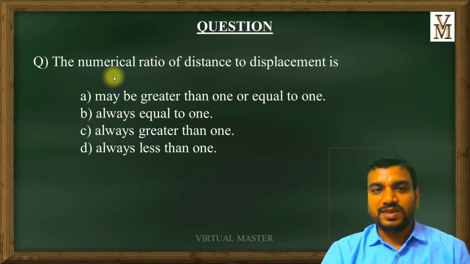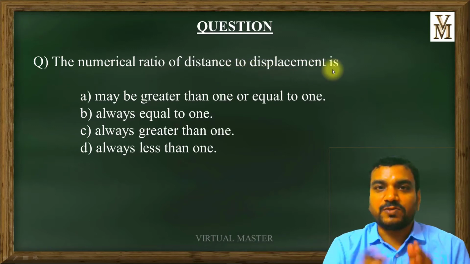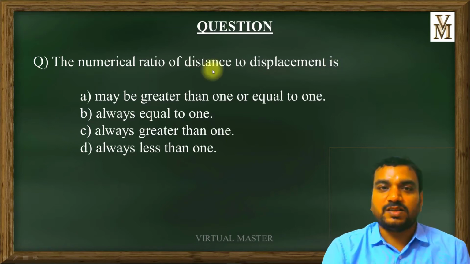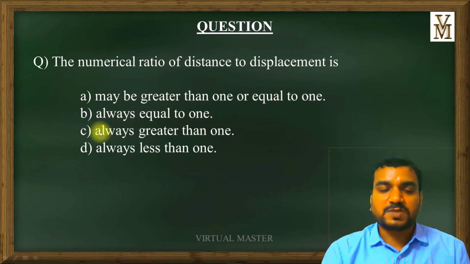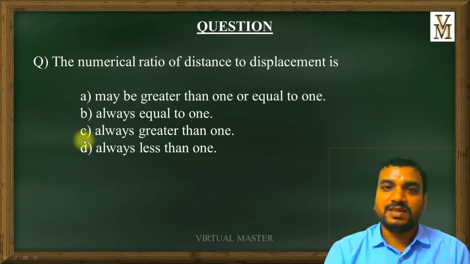Today's question for you is, the numerical ratio of distance to displacement is, okay, you have to find the numerical ratio of distance to displacement, and the options are: option A may be greater than 1 or equal to 1, option B always equal to 1, option C always greater than 1, and option D always less than 1. You have to give the correct answer in the comment section.